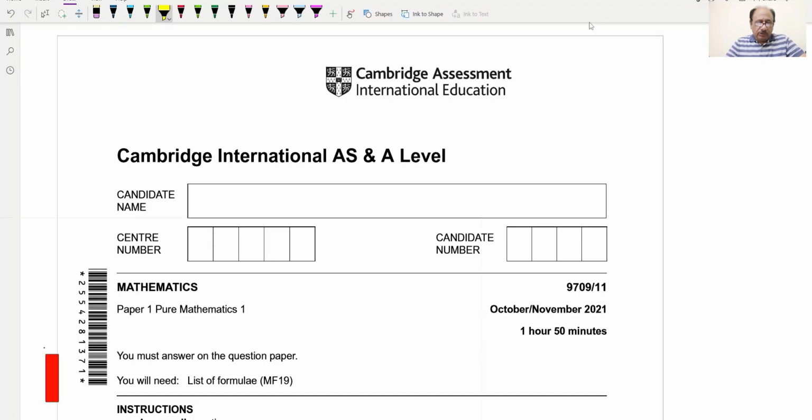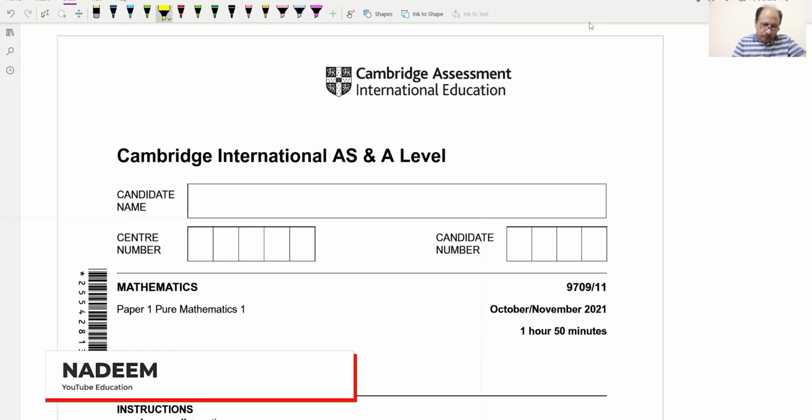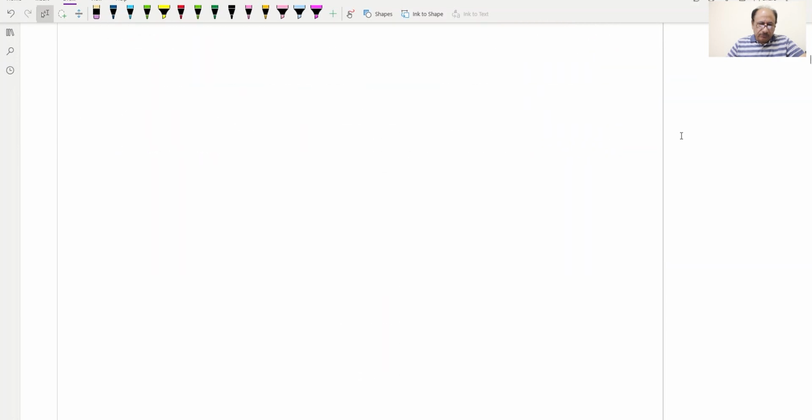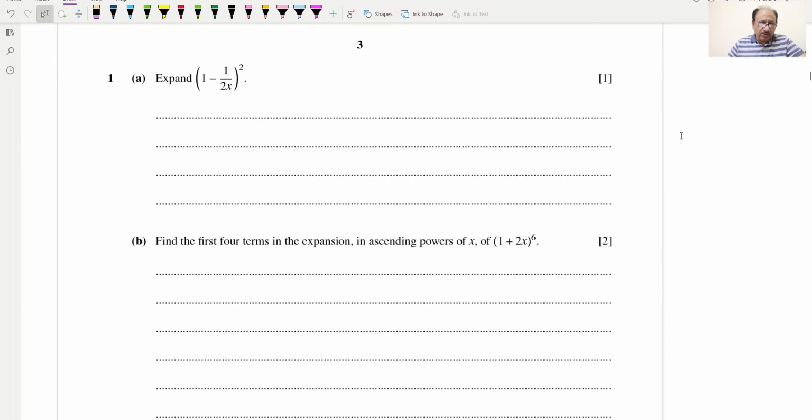Hello everyone. Today we'll be going through Paper 1 Pure Mathematics 1, 9709/11, October/November 2021. This is a Cambridge AS level paper. So let us move to question number 1. Question number 1 is binomial expansion.